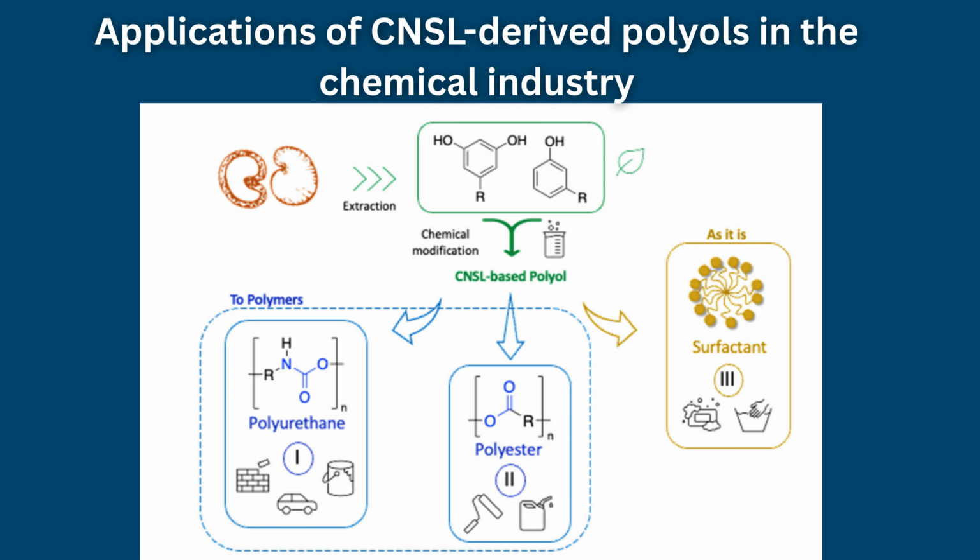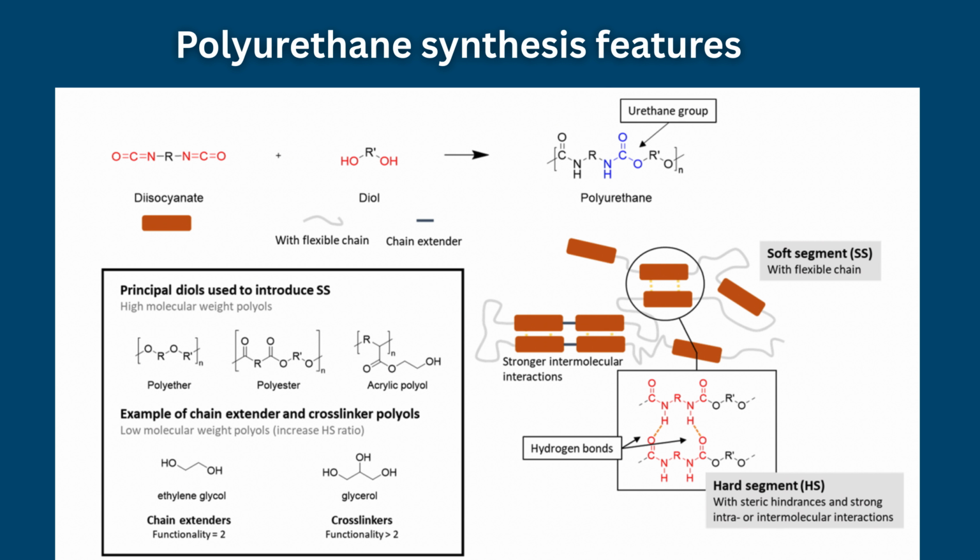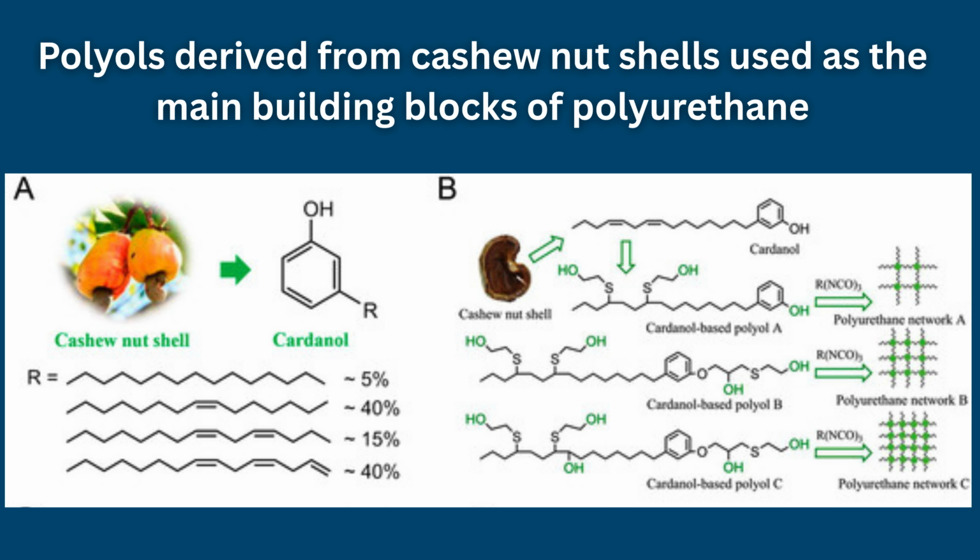These polymers are formed through the reaction of polyols with isocyanates, resulting in materials characterized by the presence of urethane linkages. The properties of polyurethanes can be finely tuned by adjusting the ratio of soft and hard segments, which are determined by the structure of the polyol and the isocyanate used. CNSL-based polyols contribute to the soft segment due to their flexible alkyl chains, while their aromatic rings enhance the rigidity and thermal stability of the material.